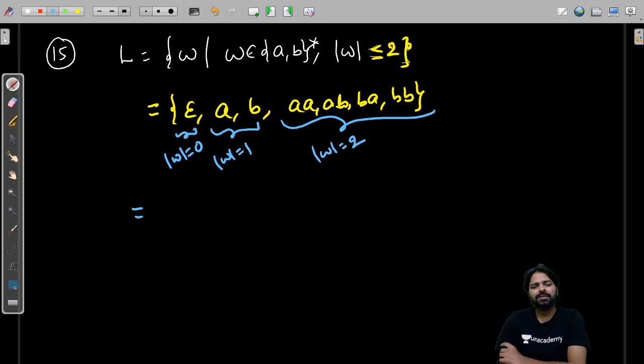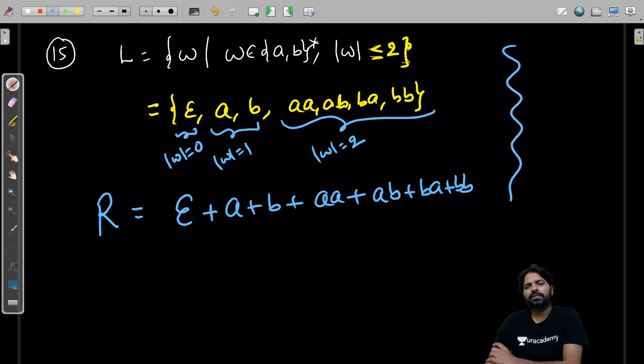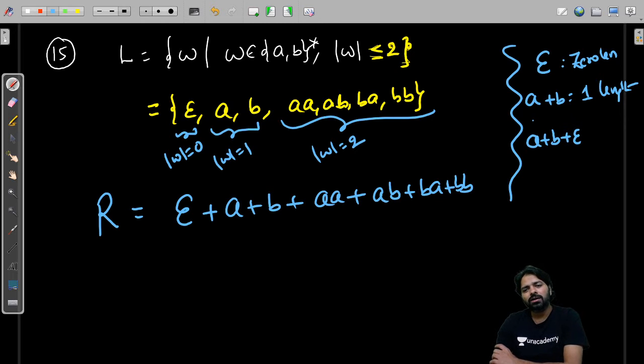Can you write it some other way? Yes, you can do a regular expression: epsilon or A or B and so on, but it looks very lengthy, right? Do you have any short form? Yes. When you write epsilon, it means 0 length. When you write A or B, you will get all 1 length. If you want A plus B plus epsilon, it means less than or equal to 1 length.